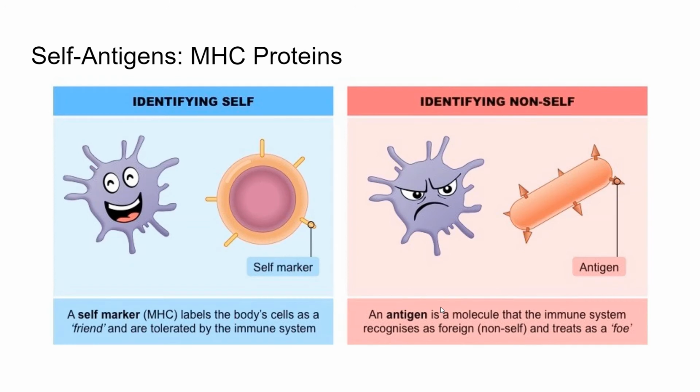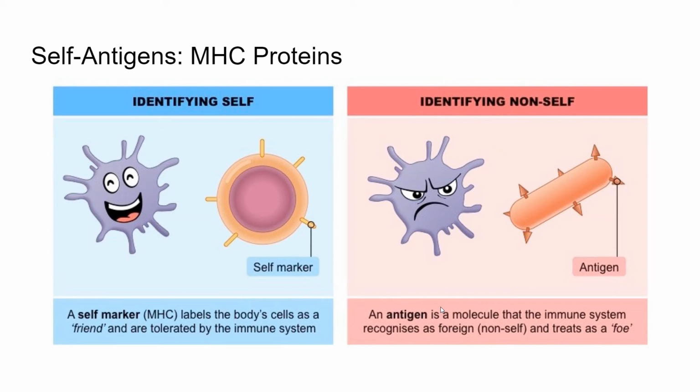All right. Now we have things called self-antigens, and these are called MHC proteins. MHC stands for major histocompatibility complex. So you're free to write MHC instead of that. Just know that if you see major histocompatibility complex, it is talking about this thing called an MHC protein. An MHC protein is a way of you identifying yourself. You could even call them self antigens, or like it says in this picture, a self marker.